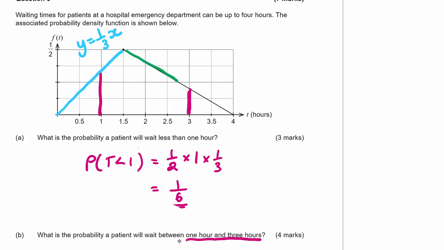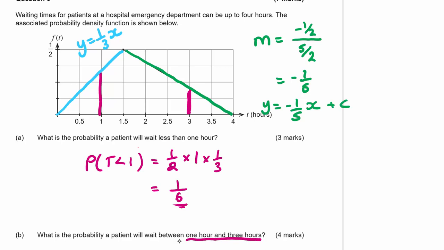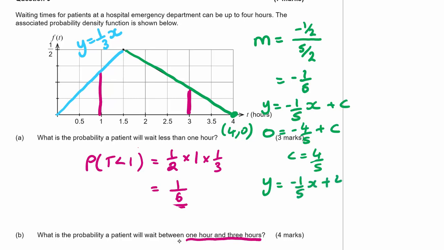So what about this one here? Well, the gradient there is, so the y goes down by a half, while the x goes across by 2.5, which is 5/2. So that gives me a gradient of -1/5. So y is going to be -1/5 x plus some constant. And we know it goes through (4, 0). So 0 is going to be -4/5 plus c, so the c is equal to 4/5, giving us that that one is -1/5 x plus 4/5.